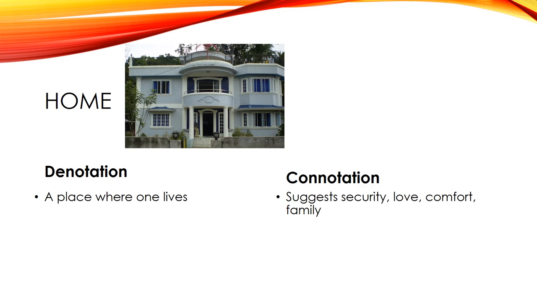So, for example, we have this house, okay? Or we say home, all right? So, home is a place where one lives. But its connotation would be what a home suggests. So, it suggests security, love, comfort, family. So, that's the connotation.